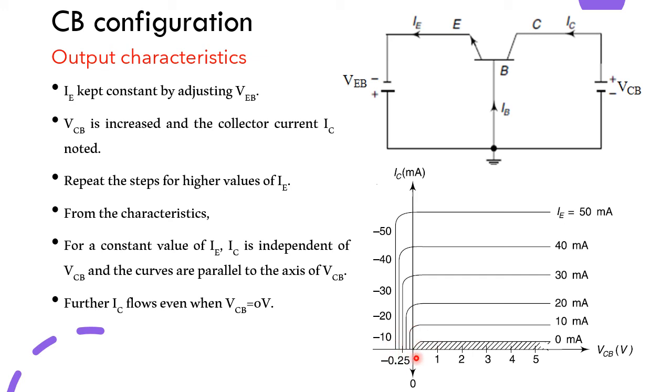When VCB is equal to 0 and there is an IE current, there will be some IC current. Even if you are not giving any voltage, due to this IE there will be some current in IC. So that is this part, this current.